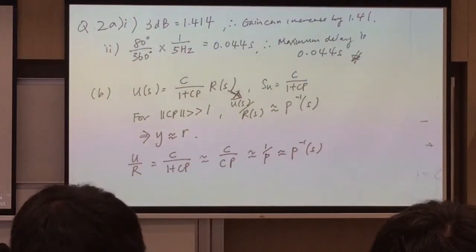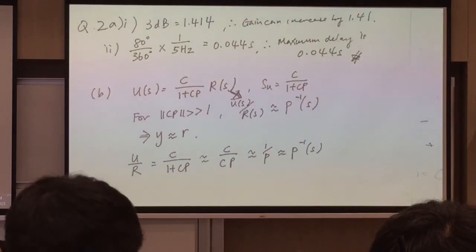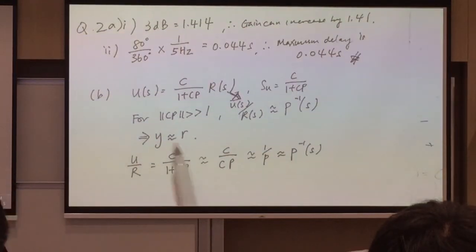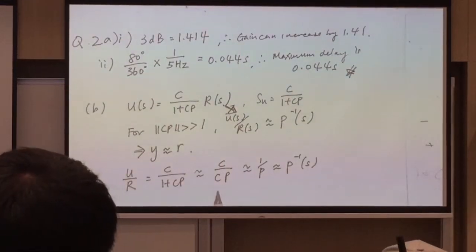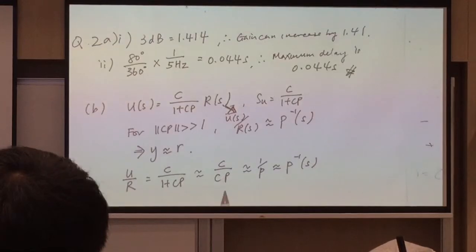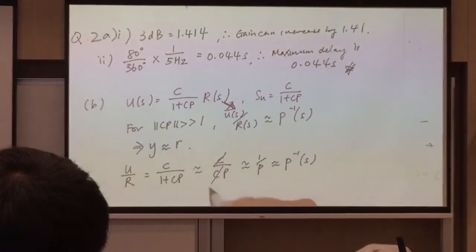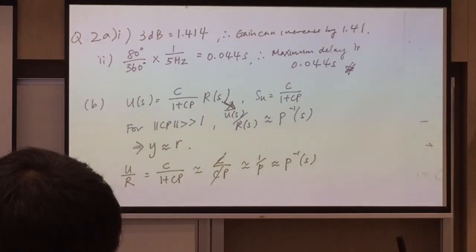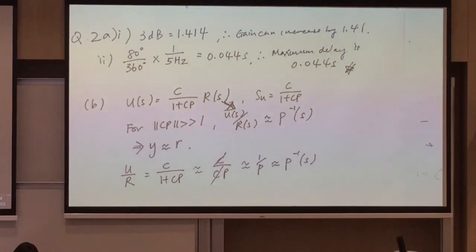Because Cp is much bigger than 1, so 1 plus Cp is just Cp. So 1 is useless. So the C over Cp, cancel the C, we get 1 over 2. Okay, there's another 5 marks.